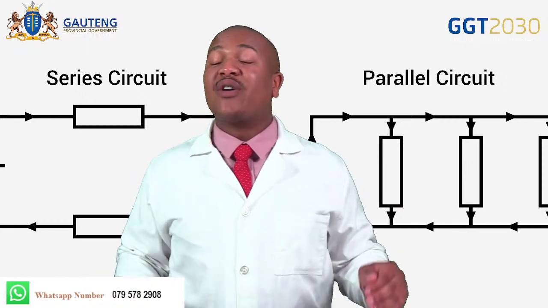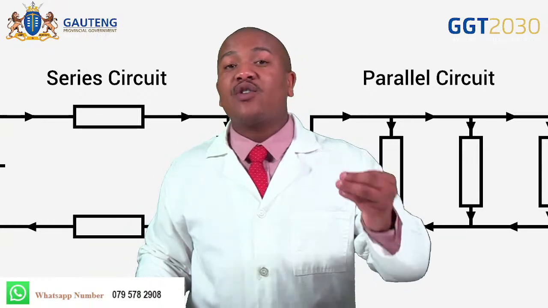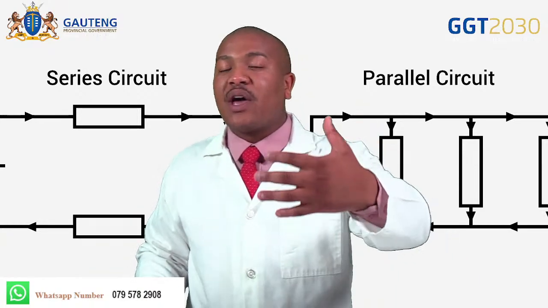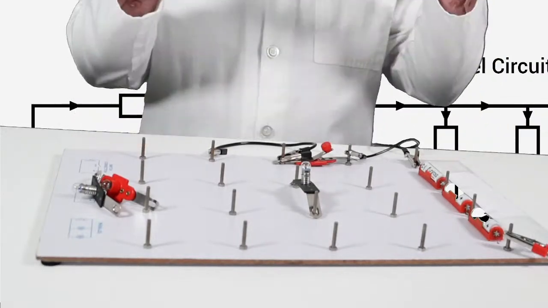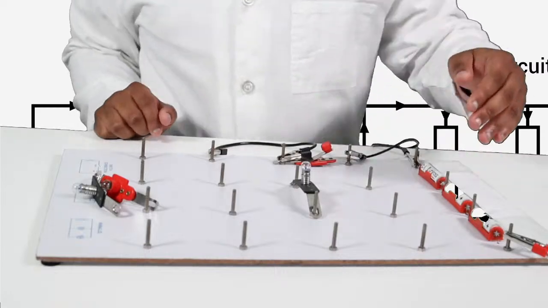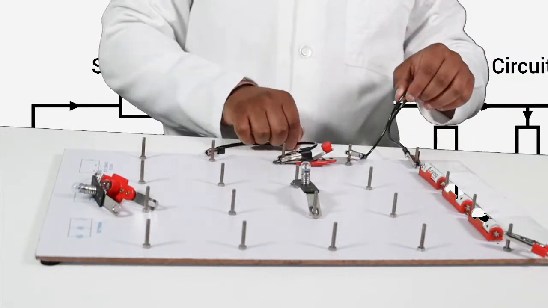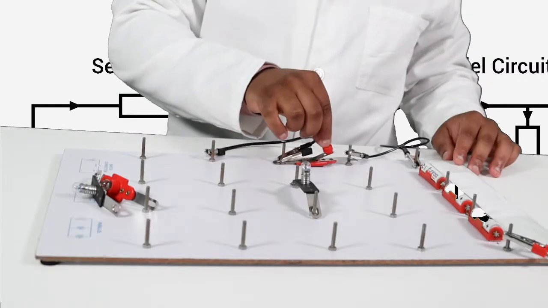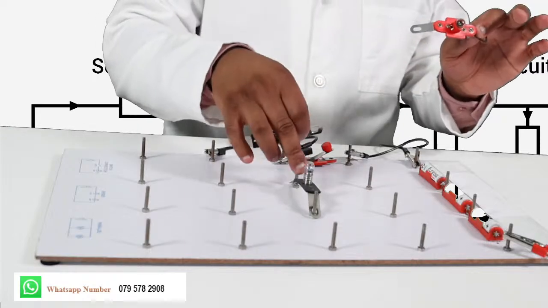So now, here we are in our lab, trying to check the effect of resistors as you add them in a series circuit. We have a circuit board. We have cells that are connected in series. We have some wires, a switch, and 3 light bulbs.